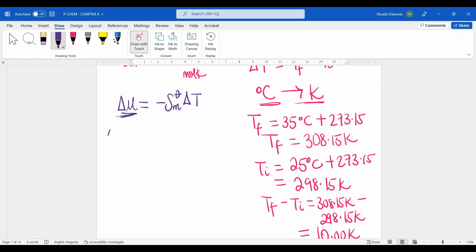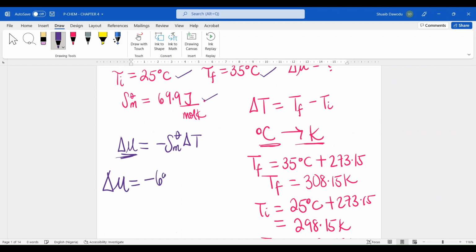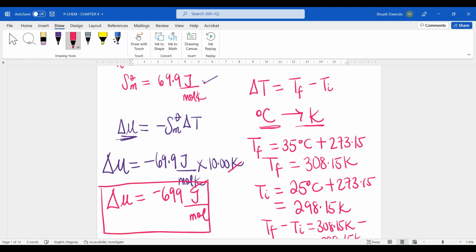Anyways, we have that already. So the change in chemical potential will end up being minus the molar entropy, which is 69.9 joule per mole Kelvin, times the change in temperature, which we know to simply be 10.00 Kelvin. Of course, we're going to cancel out the units, and we end up having the change in chemical potential: negative 69.9 joule per mole times 10 would give you negative 699 joule per mole. So this is basically the answer to this question. You can see how easy it is.